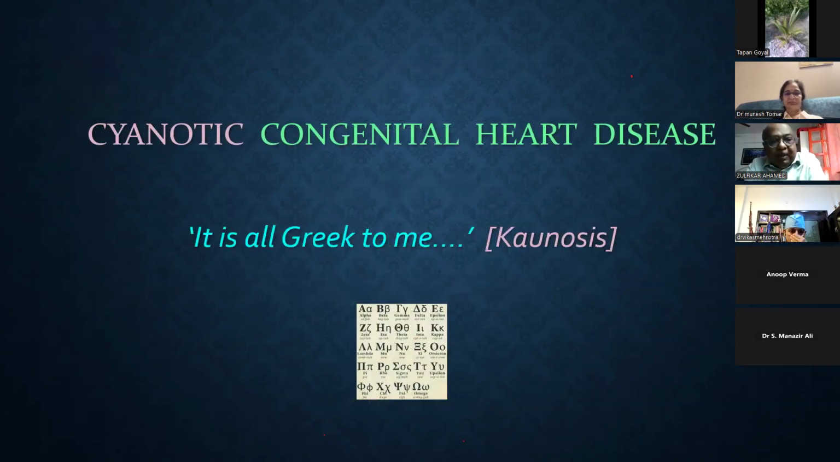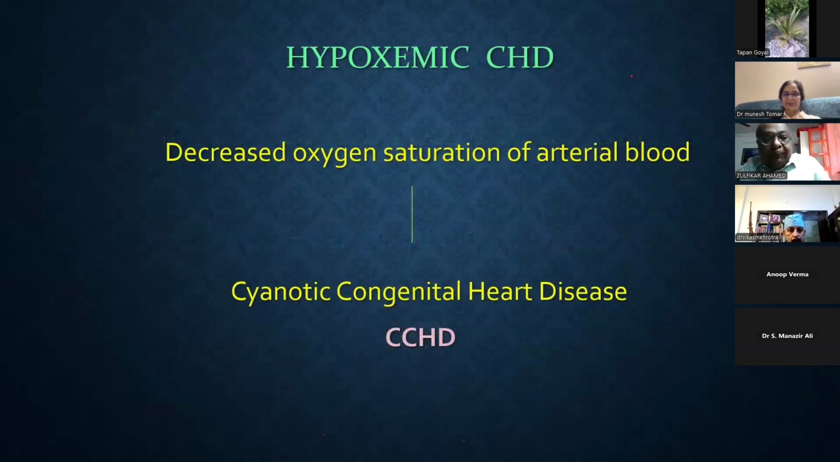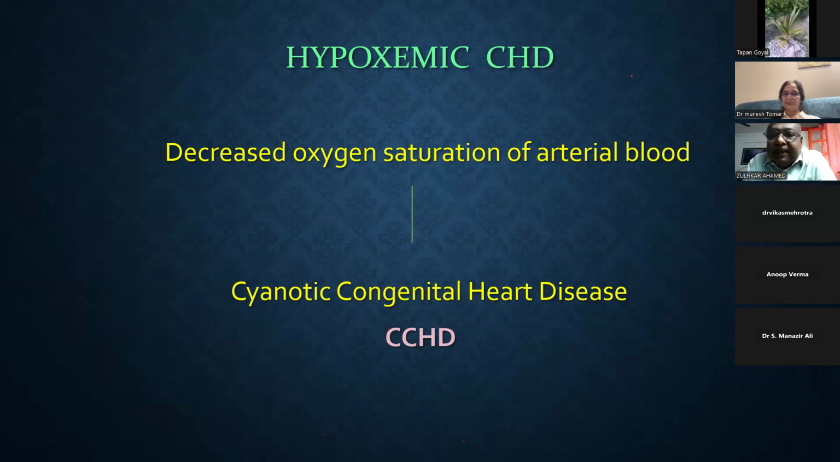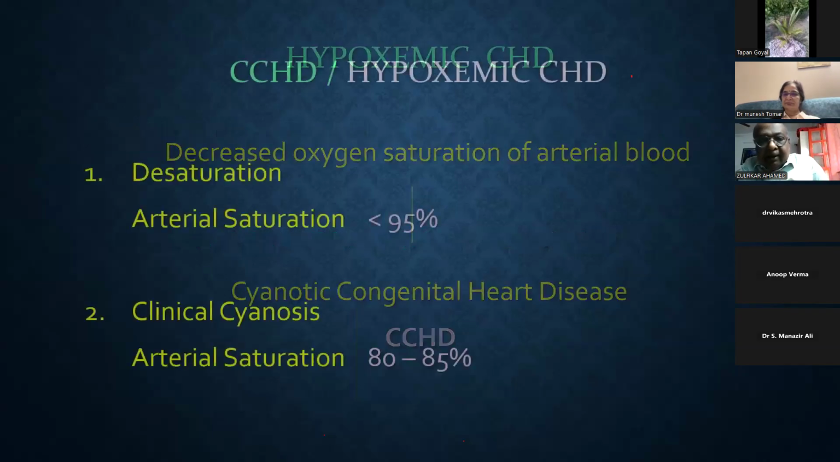Whenever we touch upon cyanotic congenital heart disease, people are scared, especially the postgraduates, who say, "Oh my God, this is all Greek to me." In fact, literally, it is true, because the term cyanosis comes from a Greek word. So there is some relationship to that also. We also speak about cyanotic congenital heart disease as hypoxemic congenital heart disease, where there is a decreased oxygen saturation of arterial blood.